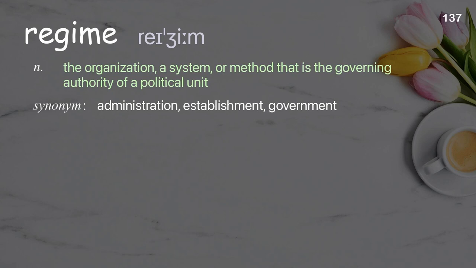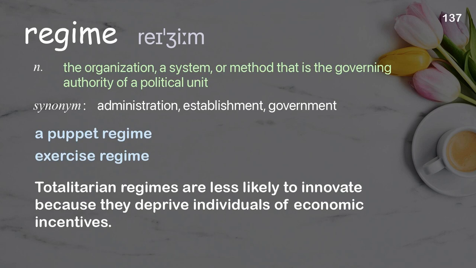Regime. The organization, a system, or method that is the governing authority of a political unit. Examples: a puppet regime, exercise regime. Totalitarian regimes are less likely to innovate because they deprive individuals of economic incentives.